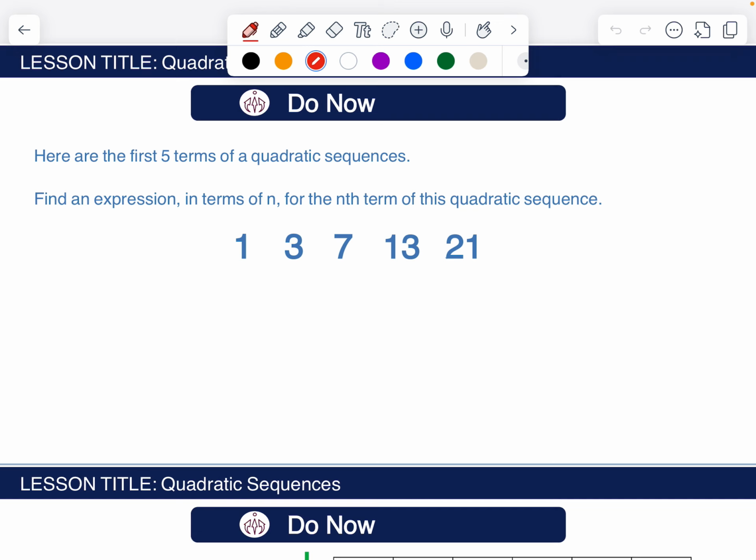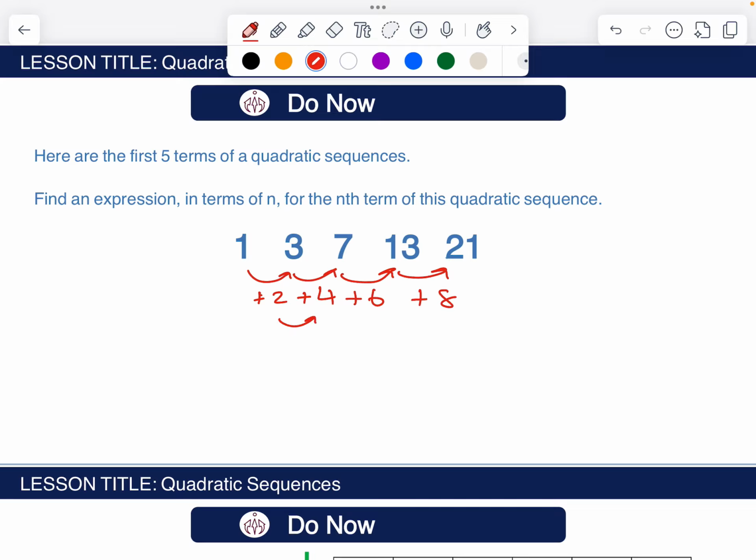So what we're going to look at today is, again, yesterday was arithmetic sequences, today is going to be quadratic. So this do now task is going to remind you how we do quadratic sequences. So first thing we need to do is work out the difference. So this is plus 2, plus 4, plus 6, plus 8.